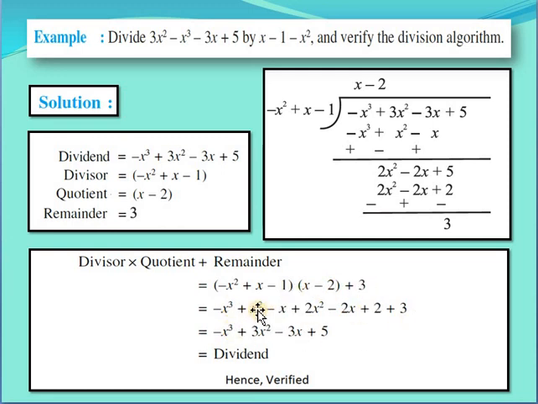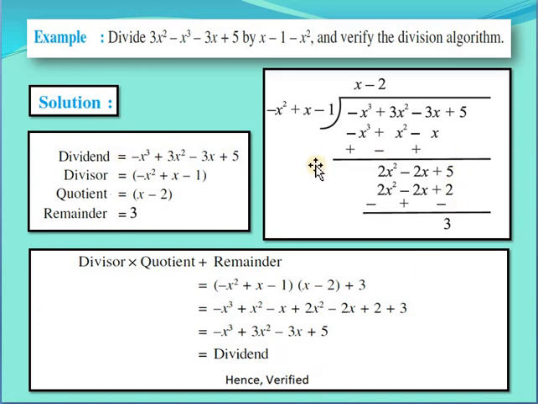Minus x cube as it is. X square plus 2x square is 3x square. Minus x and minus 2x is minus 3x. Then 2 plus 3 is 5. This is the dividend. So divisor into quotient plus remainder is equal to dividend. Hence verified the division algorithm.